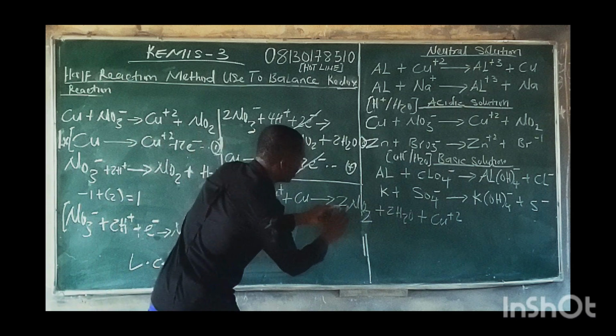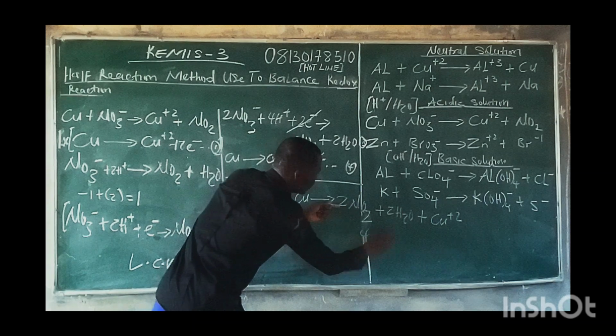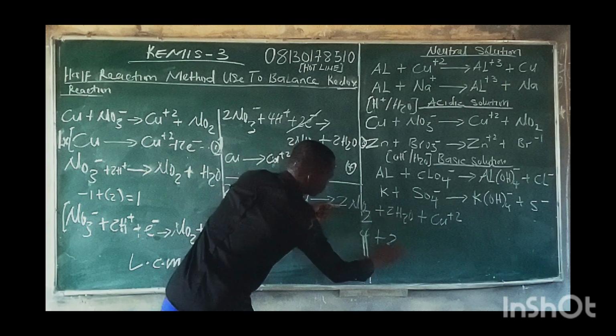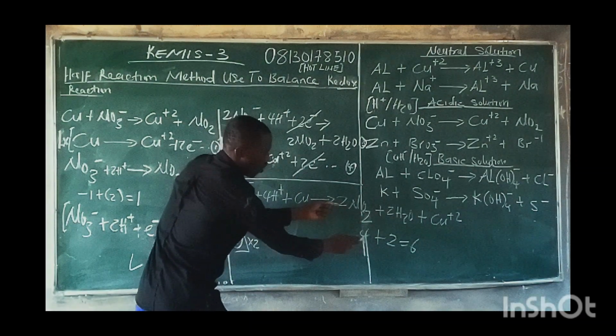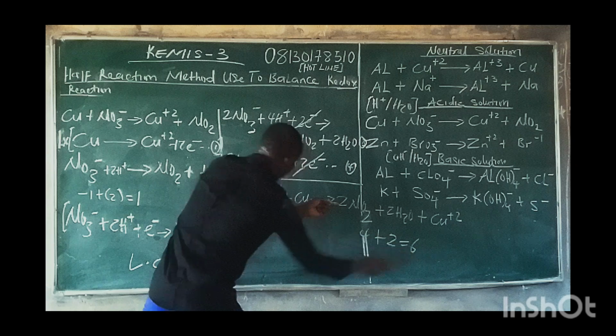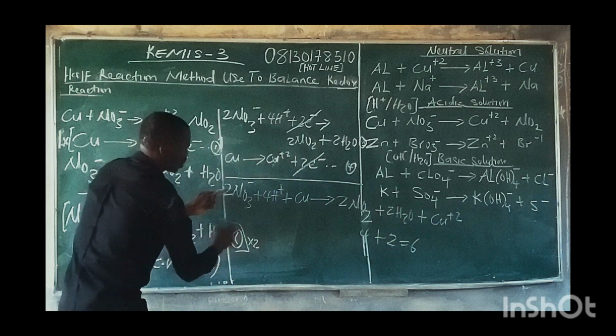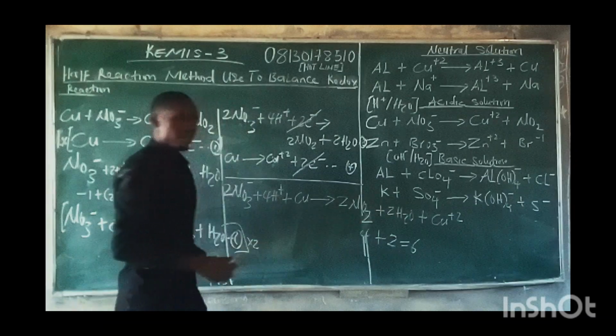Okay, let's check here. 2 times 1, 2 times 2, that is 4, 4 plus 2 times 1, that is 2, which is 6. Oxygen is 6 too. 2 times 2, 4 for this oxygen, 2 times 1, 2. 2 plus 4 plus 2, 6. 3 times 2, that is also 6 for oxygen. You can see that the atoms of the elements are balanced.